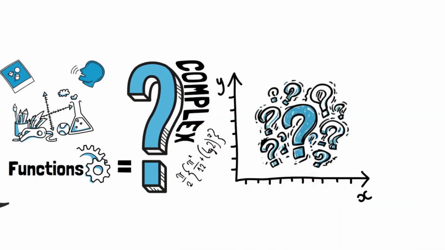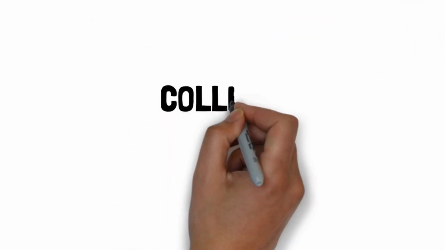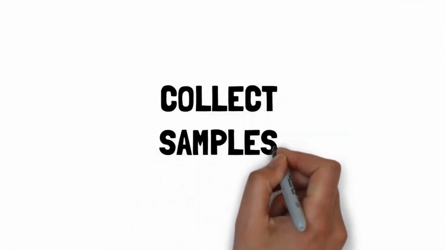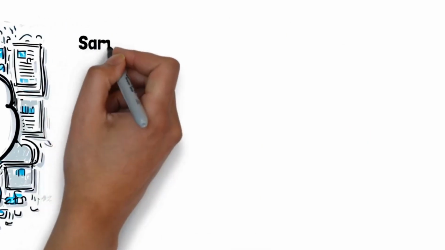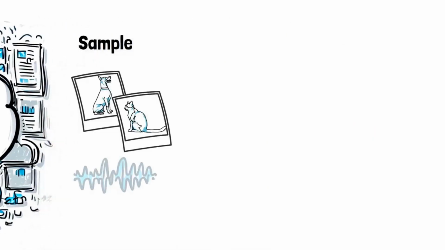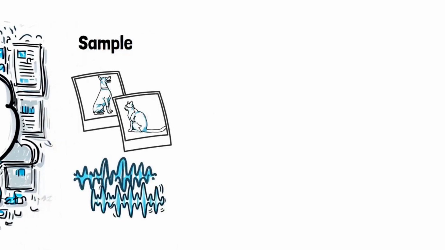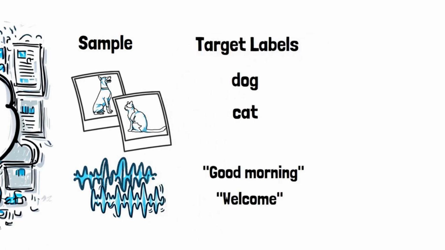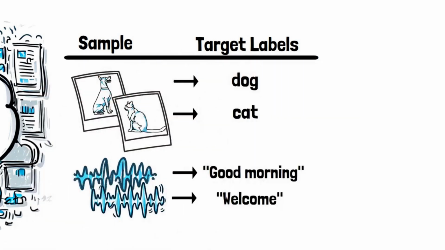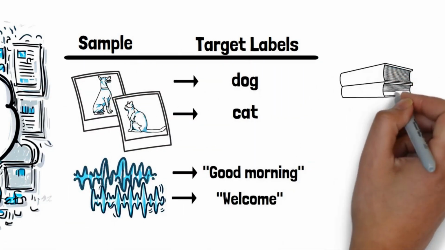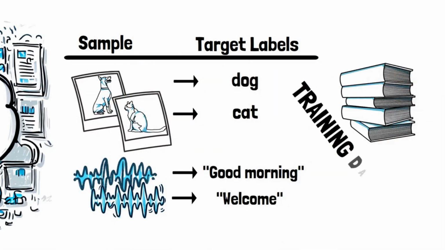So the first step to training a network is to collect a set of samples for which we know the values of the function. For every piece of data, like an image or speech recording, we collect its corresponding target label or output. Think of it as pairing an image with its category or a speech clip with its transcription. These paired samples become the training data for our MLP to learn from.